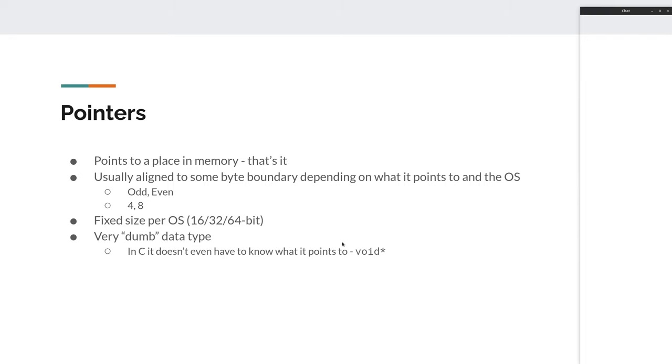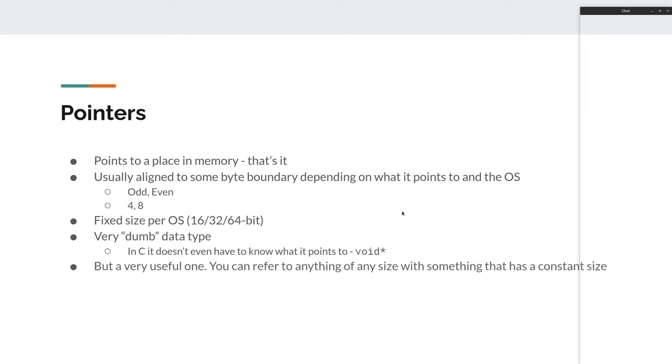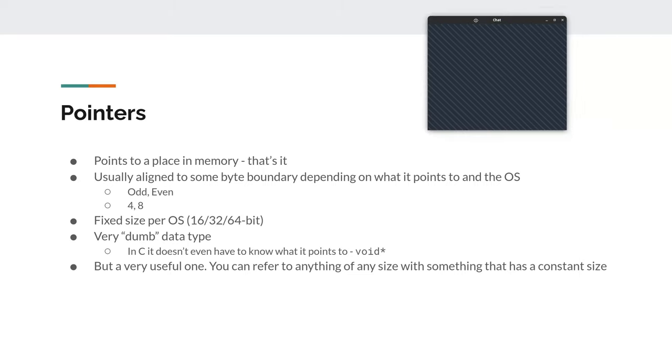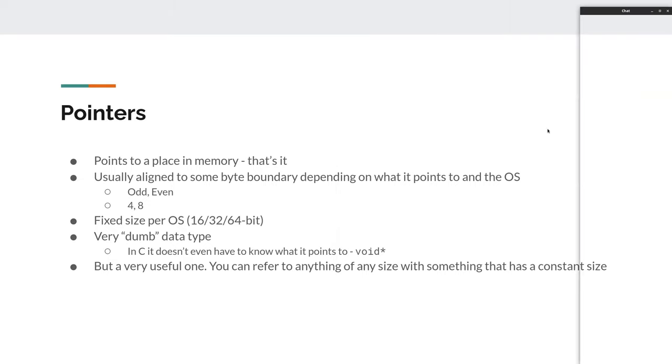It's up to the language, whether it's strongly typed or not, to figure out what's at this address, or the programmer should know. If your compiler doesn't know, then at least you should know. Otherwise, there's not really much point in using pointers. But it's very useful because you can refer to anything. So you can refer to a huge data set of many gigabytes with something that has a constant size of, for example, just 4 or 8 bytes.